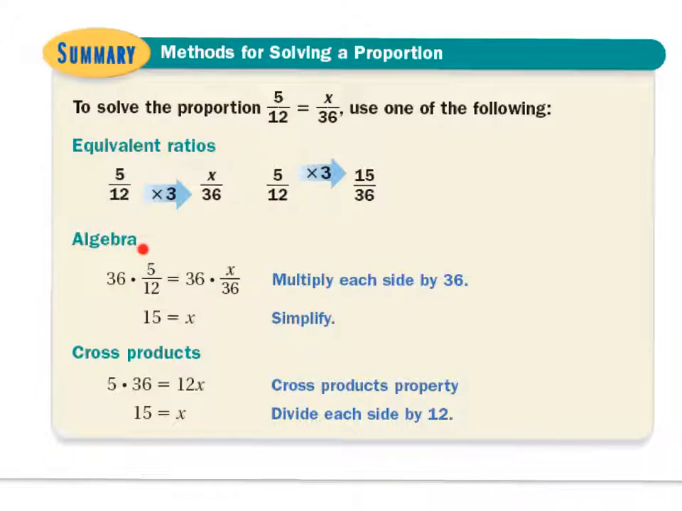The second method was using algebra, which is where we said because it was X divided by 36, we get rid of that division by multiplying, and whatever we do to one side, we have to do to the other to figure out the answer. And the last method was using cross products, where in this problem we'd say that the cross products were 5 and 36 and X and 12, and we solved the equation that way. You notice that in all 3 examples, when you start with the same proportion, the answer is the same. X equals 15, X equals 15, X equals 15.